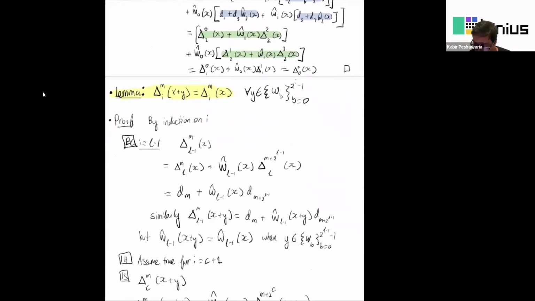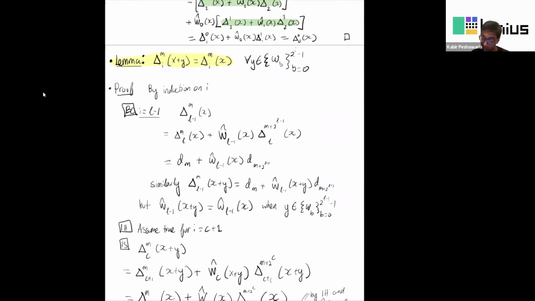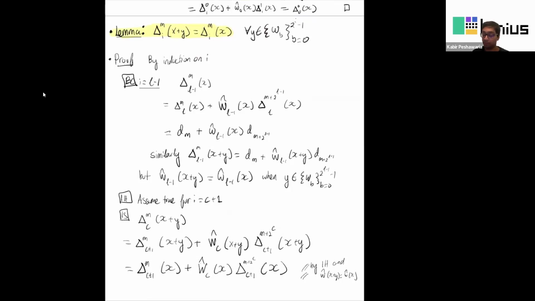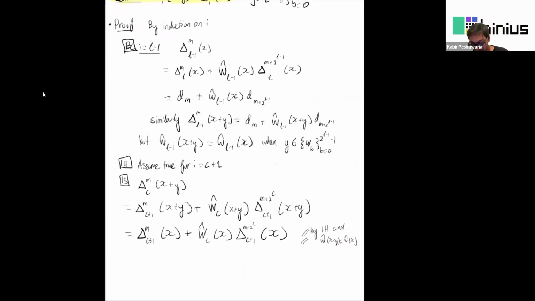Quick lemma. Delta mi of x plus y is equal to delta mi x when y is really small. When y is basically something that only uses the first i basis vectors, then delta mi x plus y is basically delta mi x. Why is this true? You can prove it by induction on i. You can read the notes. The proof's not very interesting. It's just a standard induction on i, starting at L-1 and working backwards. Great.